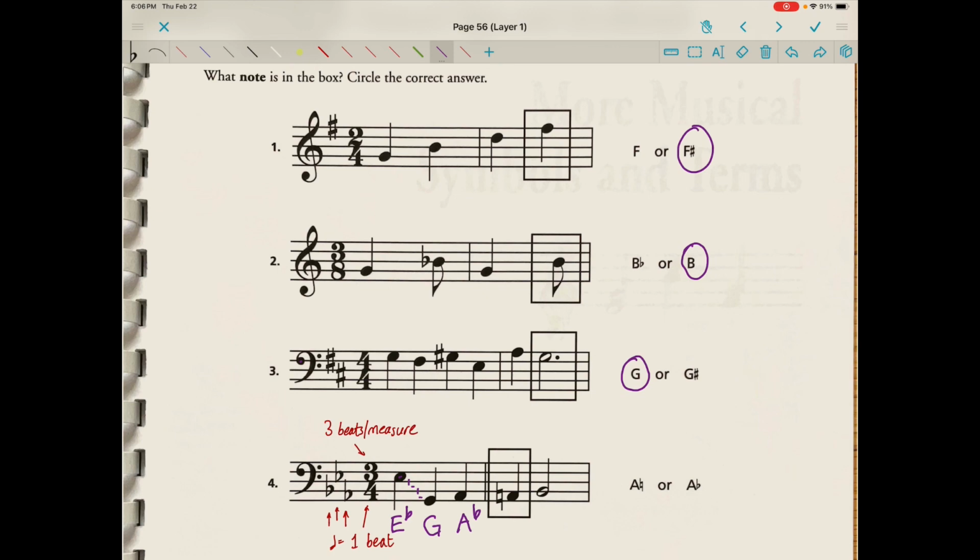And then we have an A natural. This natural sign cancels out the flat from the key signature. And then we have a B, it's a B flat because of the key signature. So the correct answer here is an A natural.